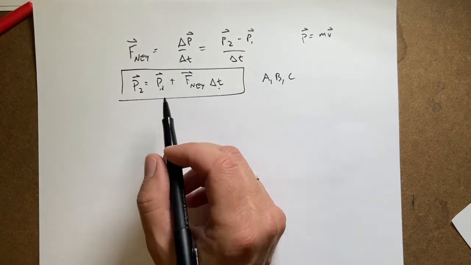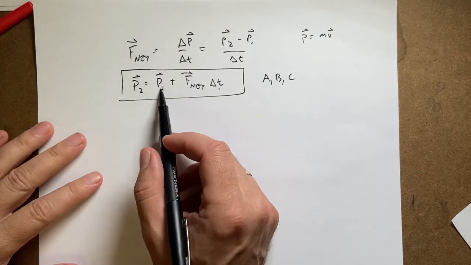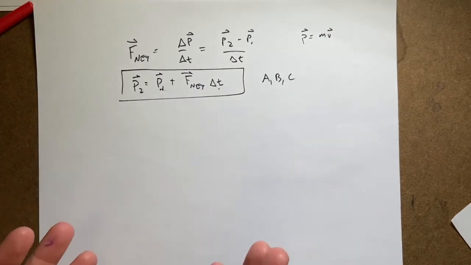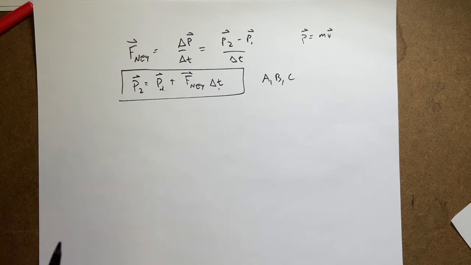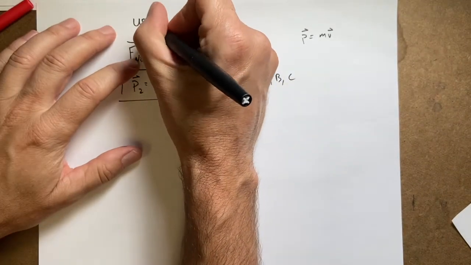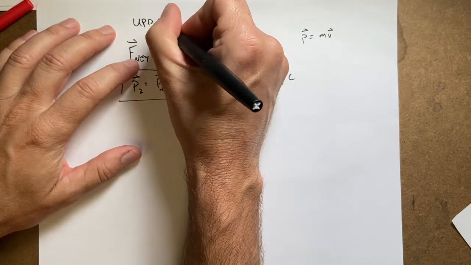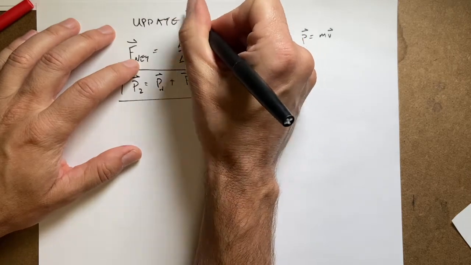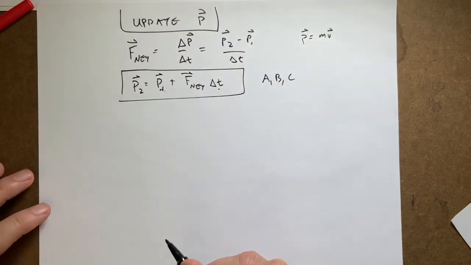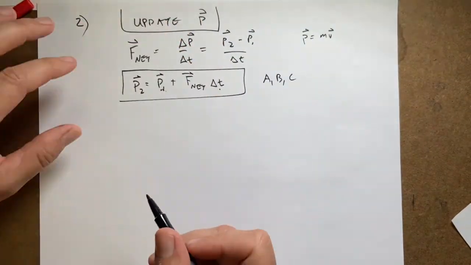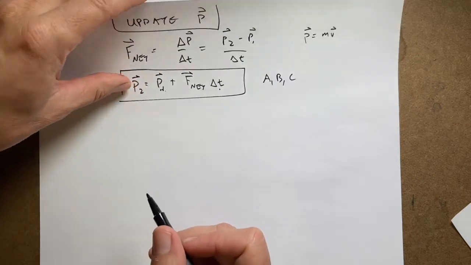So I need to do this for all of the objects. That is, take their momentum at the beginning of the time interval and find it at the end of the time interval. And this is update momentum. Update P. That's that. That's step 2. Okay. Now, finally, I need to update the position.